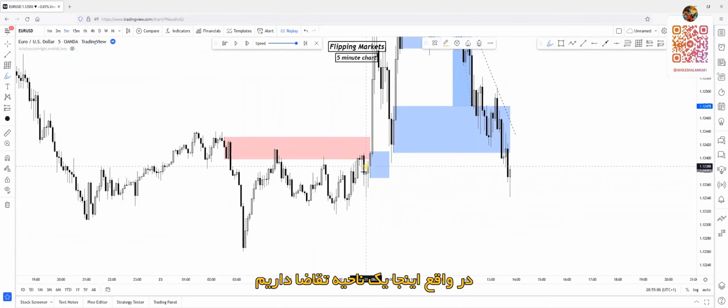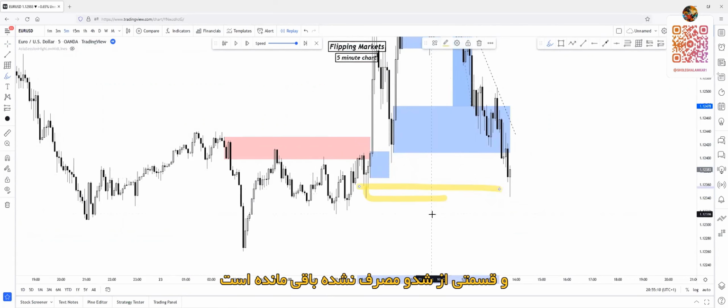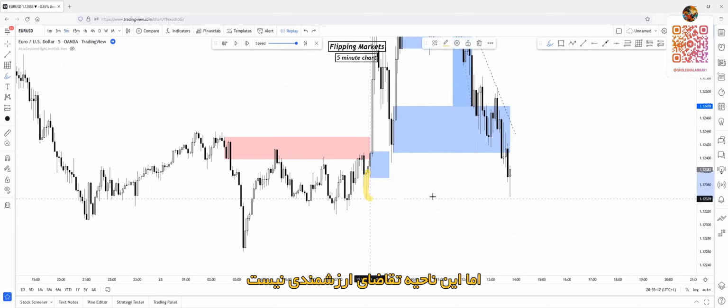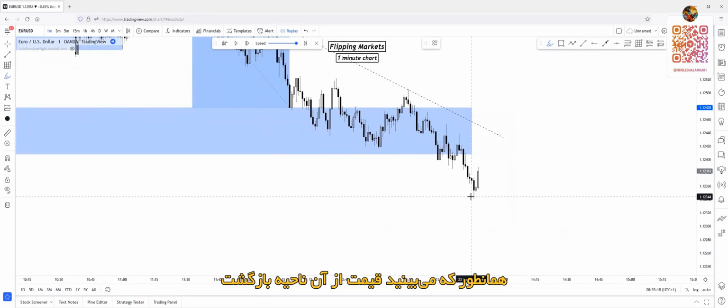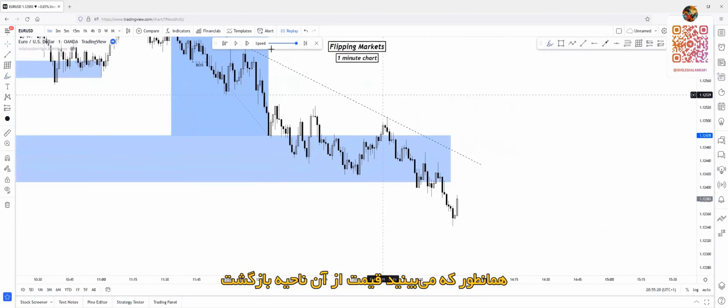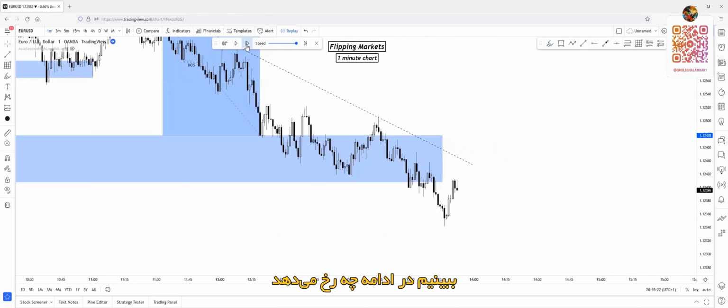Actually, we have this demand zone right here, and part of the wick has been left unmitigated, but this isn't a really valuable demand zone, but it could reverse the price. Let's see what happens. Actually, as you can see, price reversed on that zone. Let's see what happens next.